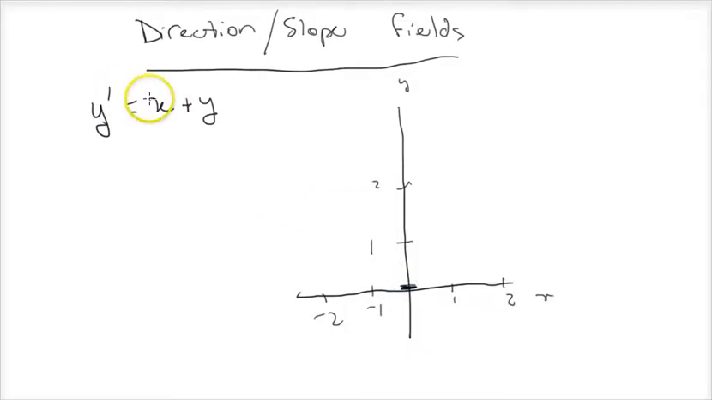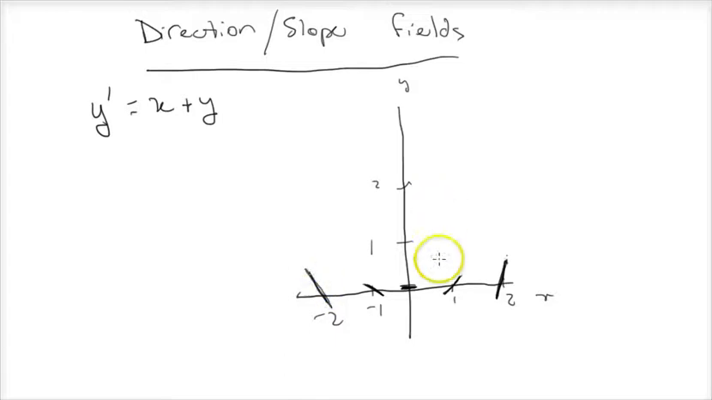When x is 1, y is 0, the derivative is going to be 1, so we draw a little line that looks about like a slope of 1. When x is 2, y is 0, the derivative is going to be 2, so the slope we draw is going to be steeper, about 2. When x is negative 1, y is 0, we're going to have a negative slope, a slope of negative 1. We'll just draw a little line segment there.